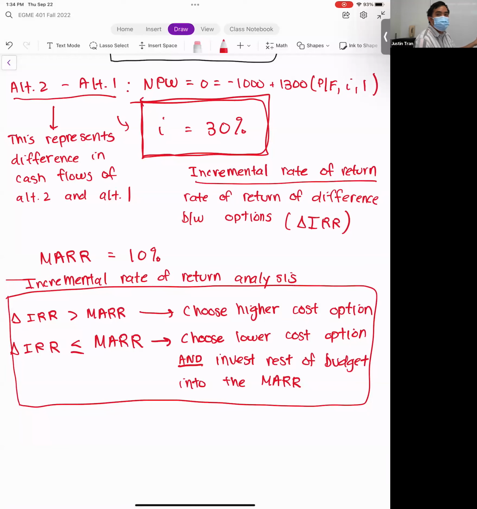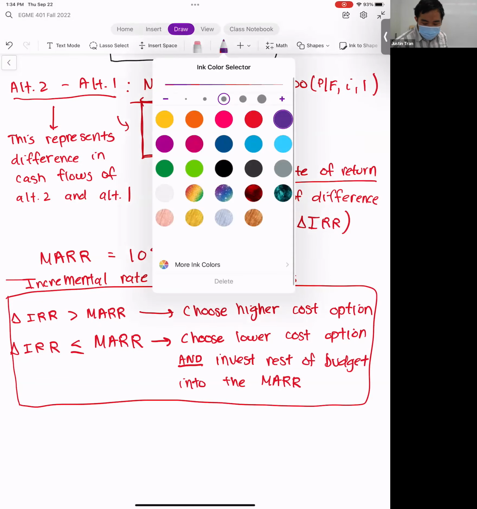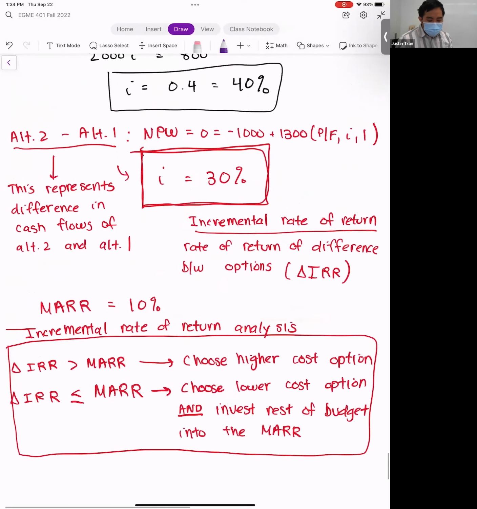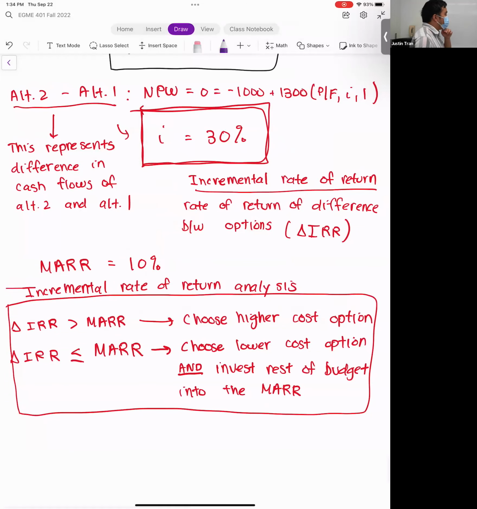Any questions on any of this? All right. So I'm going to do a couple more examples just so that you can see how it's done. But I did want to mention that for this particular example, just for educational purposes, we computed the rate of return of each option individually. When you're doing incremental rate of return, you don't have to do that, and so you can just jump straight to the difference. Okay?